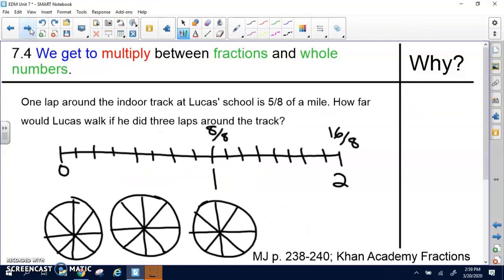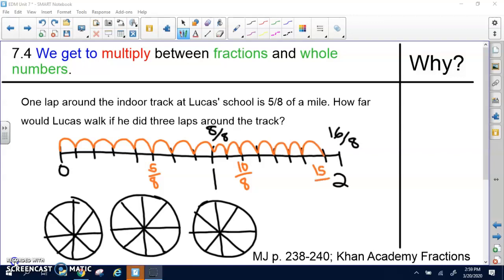You can look at it with representations of pictures. So 1 lap around the outdoor track of Lucas's school is 5/8 of a mile. How far would Lucas walk if he did 3 laps around the track? The number line, we'll start with 5/8. So 1, 2, 3, 4, 5/8 lies here. We're going to count 5/8 3 times. 1, 2, 3, 4, 5, which is 10/8. And then one more time, 1, 2, 3, 4, 5, which is 15/8.